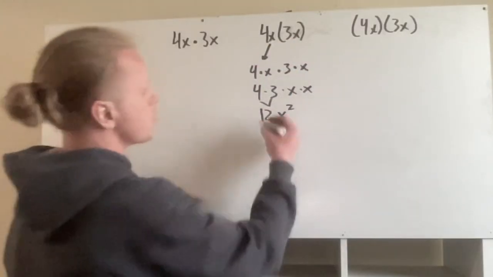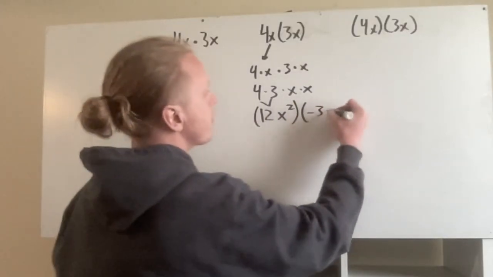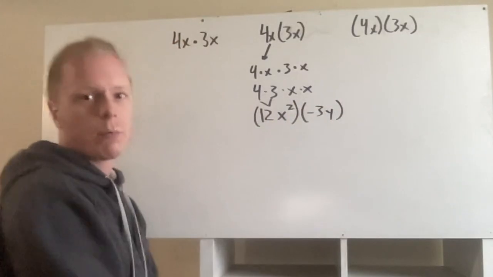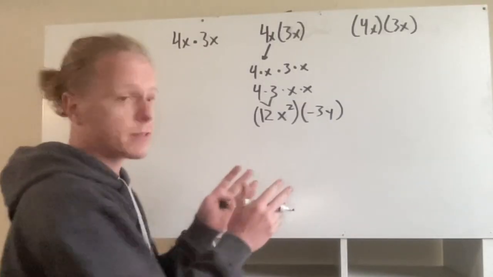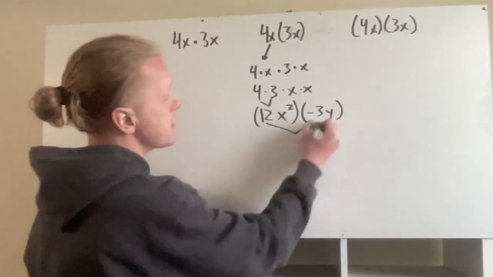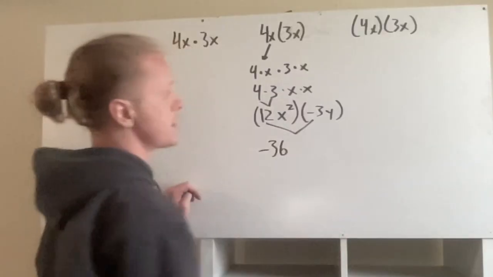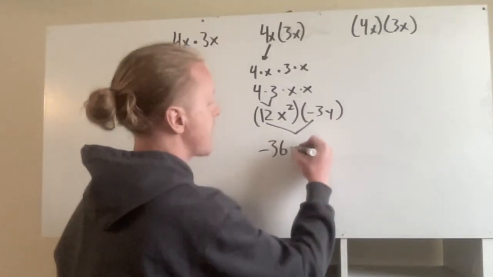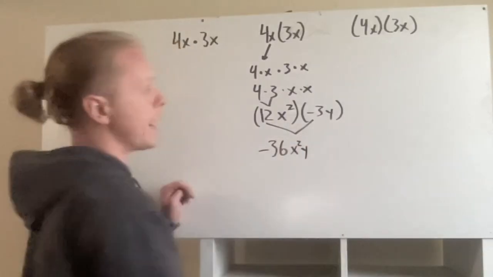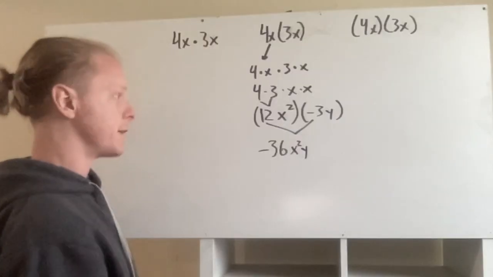So what if I took this 12x squared and I multiplied it by negative 3y? What would happen then? Well, let's focus first on the coefficients. 12 times negative 3 would give me negative 36. And then x squared times y is just x squared y. So negative 36 x squared y.